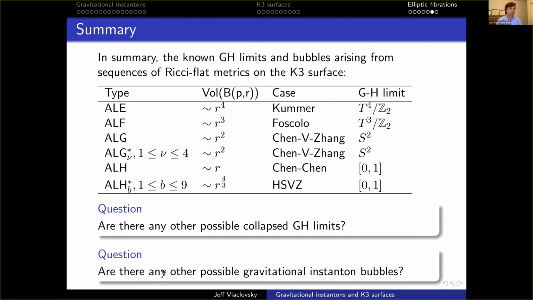Another question: are there any other possible gravitational instanton bubbles which can arise from K3? All of the known ones are now known to arise, but there may be as yet unknown bubbles that could arise.